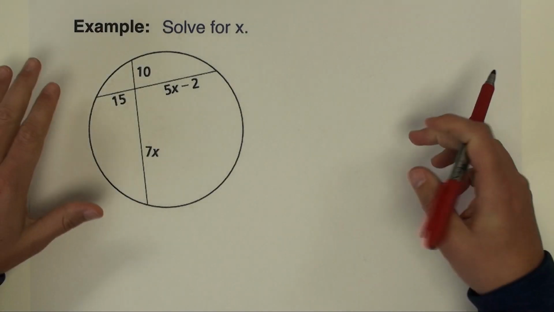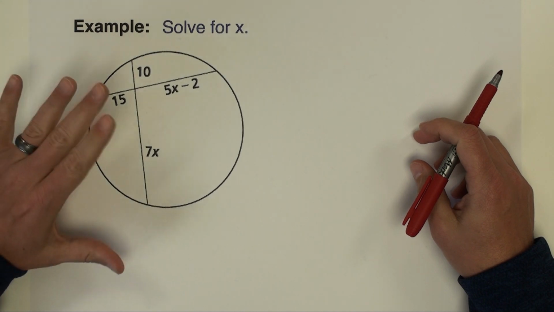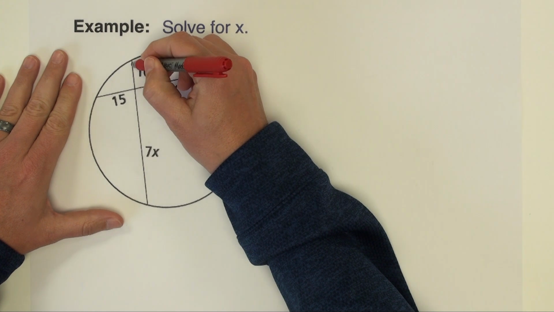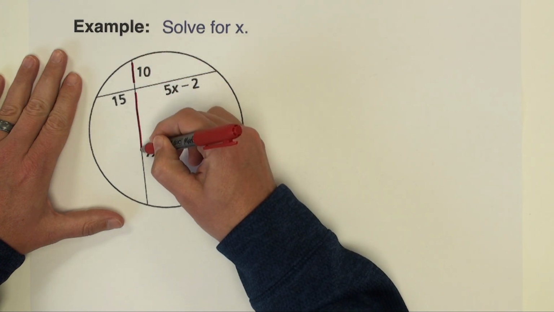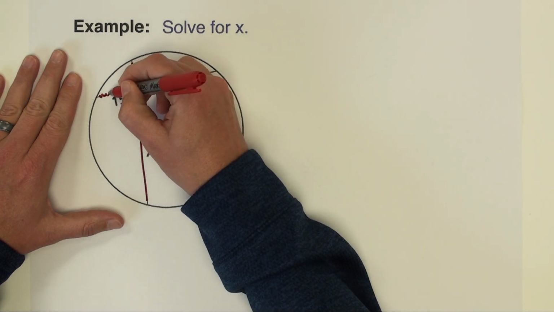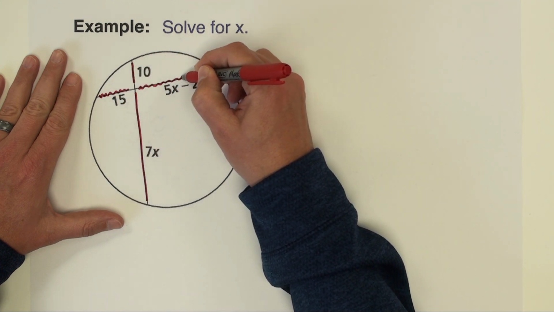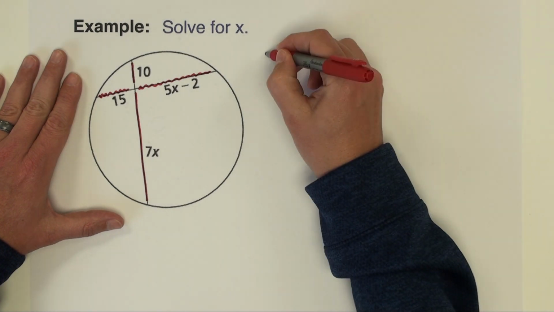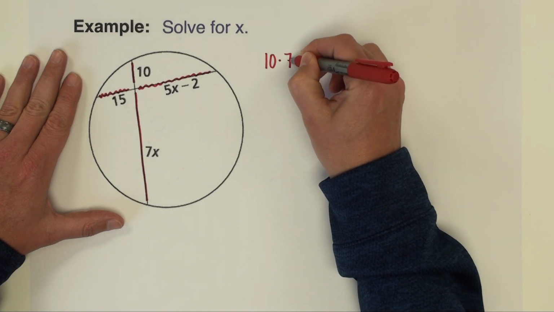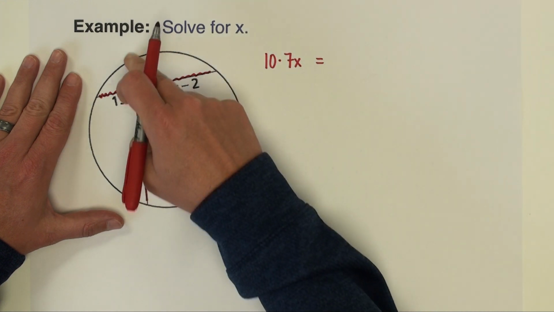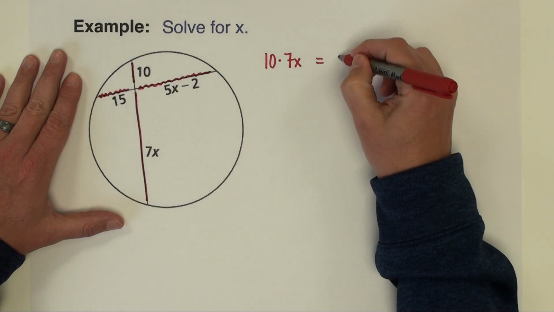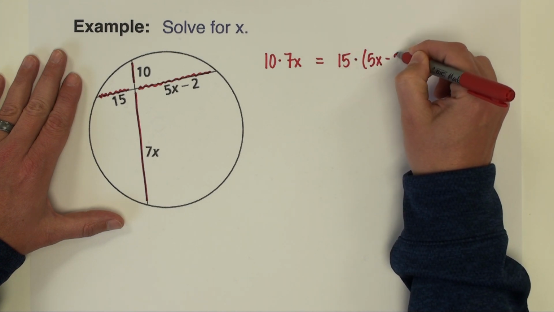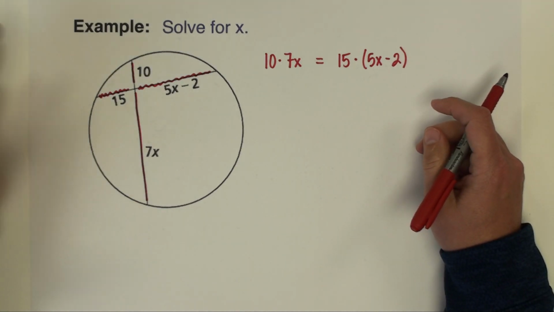Directions in this first problem are simply to solve for x. We see this familiar setup again. We've got a couple of chords intersecting inside the circle. I've got these two segment pieces on one chord, and then these two segment pieces on the other chord. What I'm going to do is find the product along each chord. So I'm going to take 10 times 7x. Okay, that's this chord. I'm going to set that equal to 15 times 5x minus 2. All right, so there's our setup.